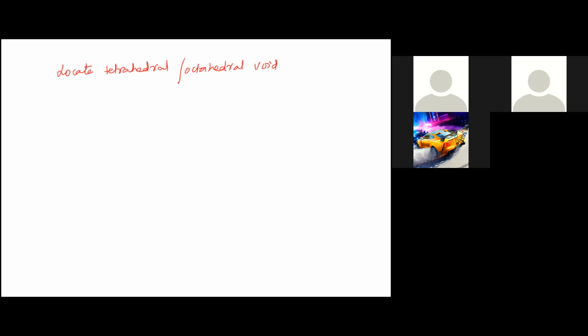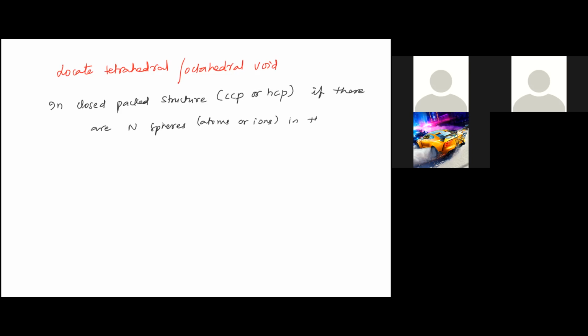So what happens is, in a closed packed structure, that is CCP or HCP, if there are n spheres, meaning either atoms or ions, whatever, in some packing, then I said that the number of octahedral voids would be n only, whereas the number of tetrahedral voids would be 2n.